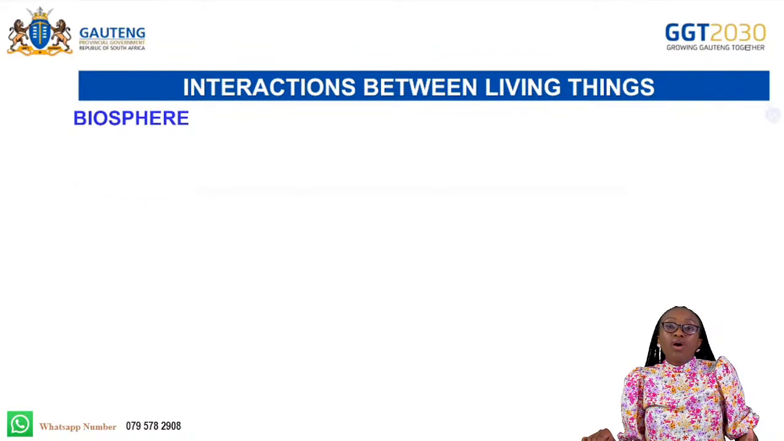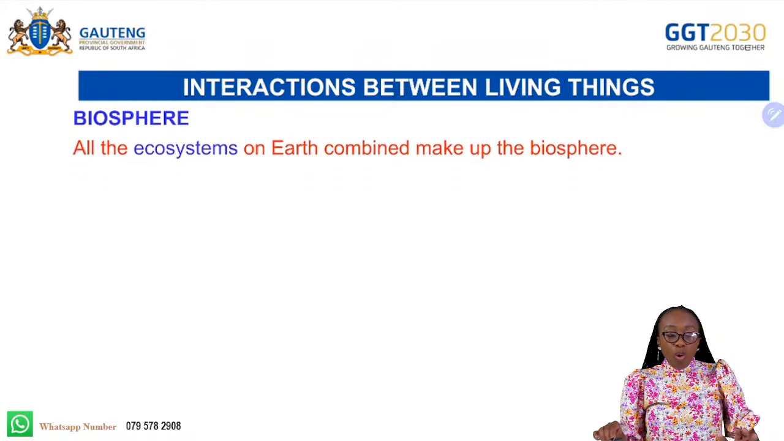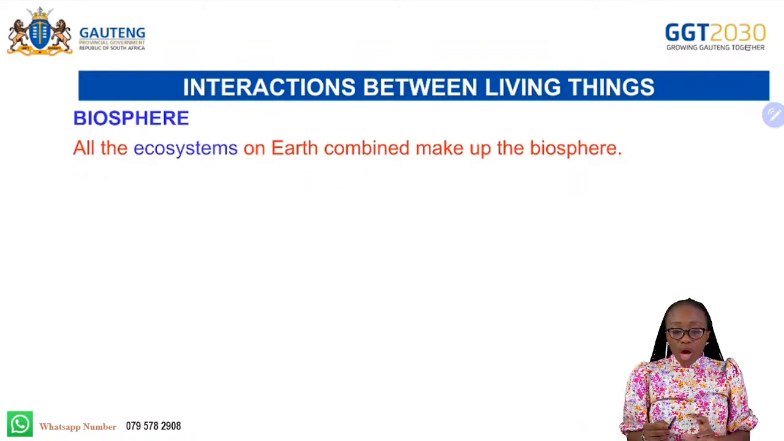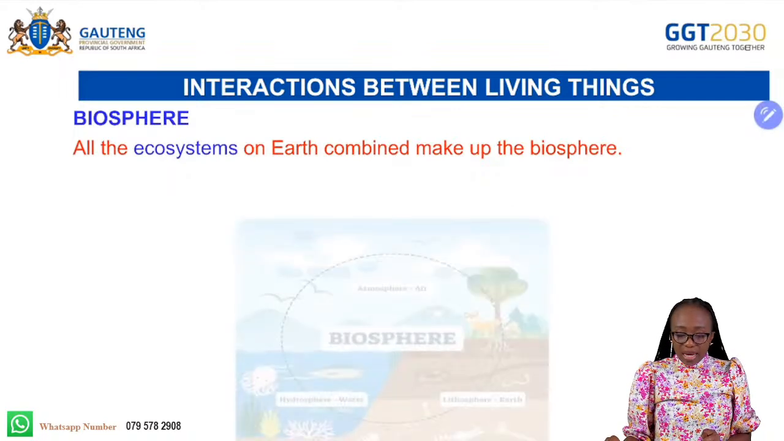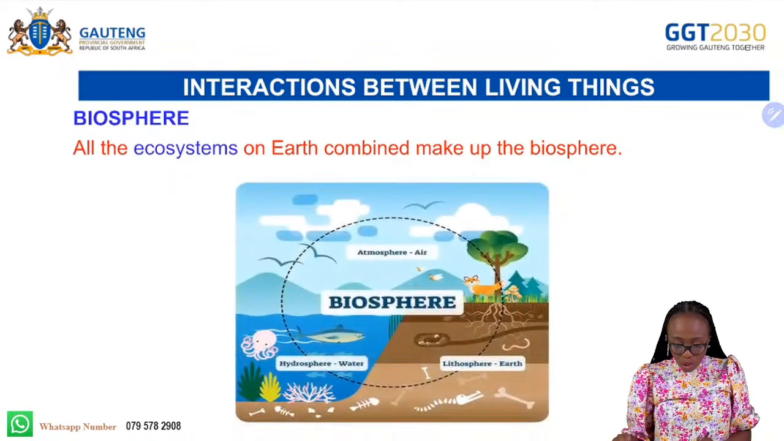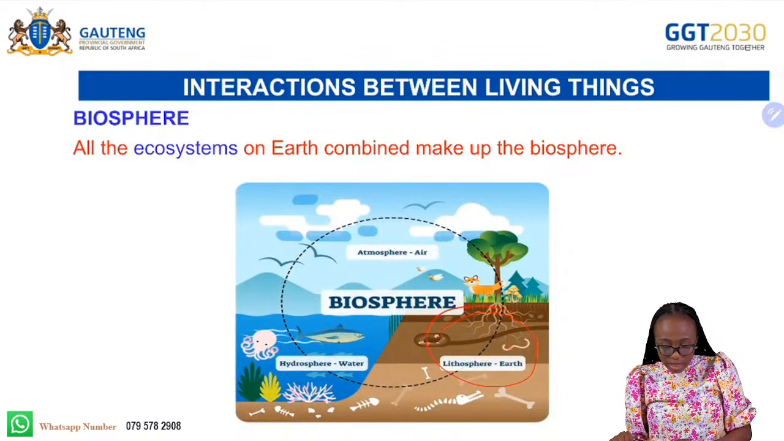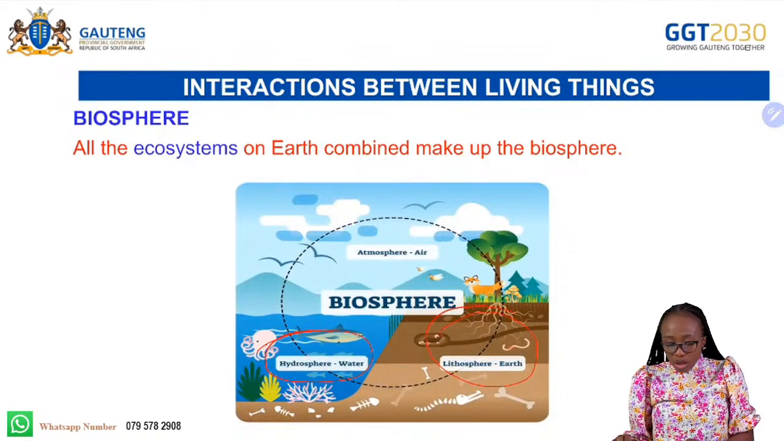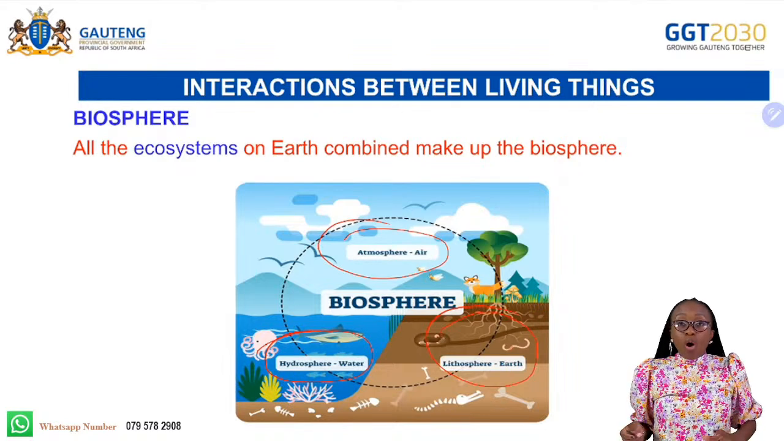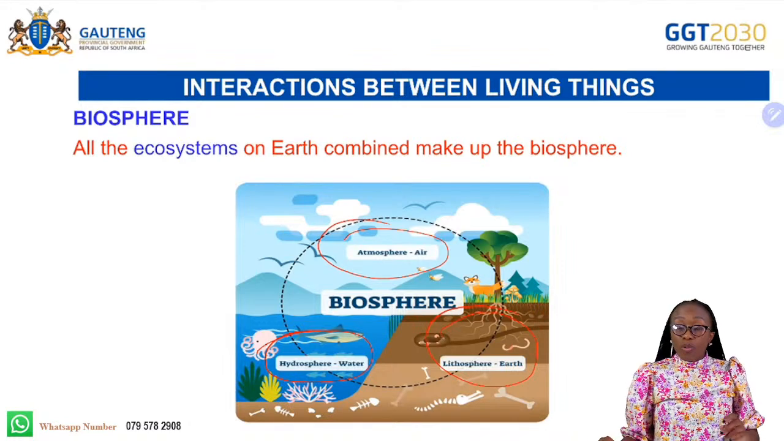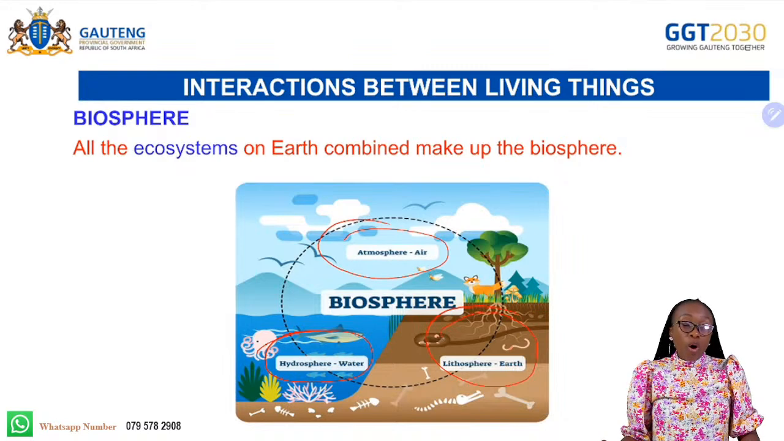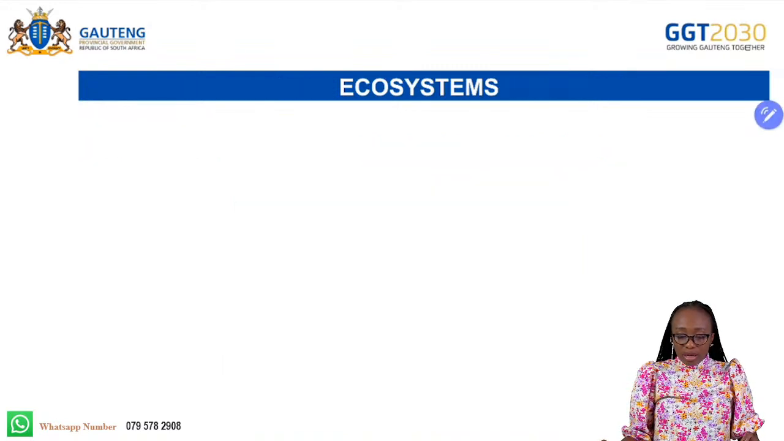And then lastly, we have the biosphere. We said all ecosystems on Earth combined make up the biosphere. So we've got ecosystems on the land, we've got ecosystems in the water, we've got ecosystems in the air. When we combine all of them, we make up what is called the biosphere.